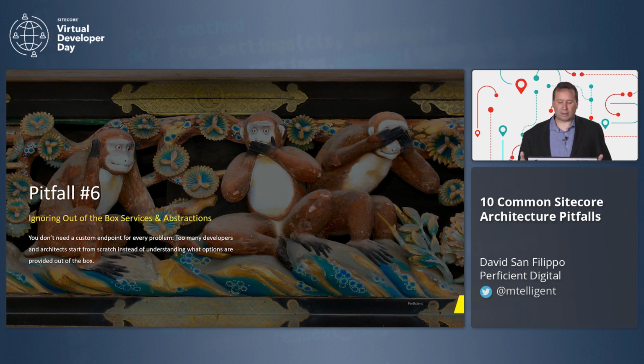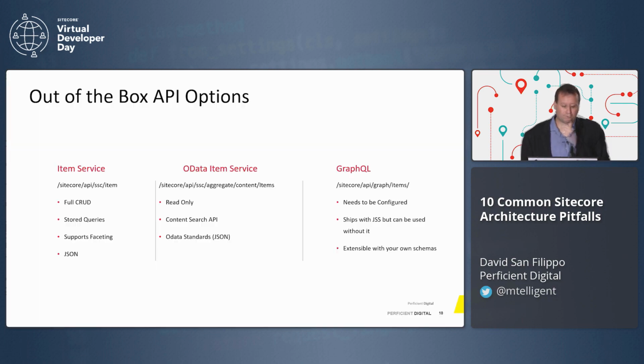Lastly, back to your out-of-the-box service options. JSS shipped with a GraphQL endpoint, which I admittedly haven't used in anger yet, though I find GraphQL pretty intuitive from an API perspective. I know it's also extensible with your own schemas and can be used without JSS. Here's a comparison table I put together for item-related APIs you can consider.